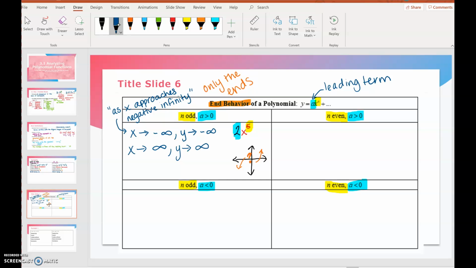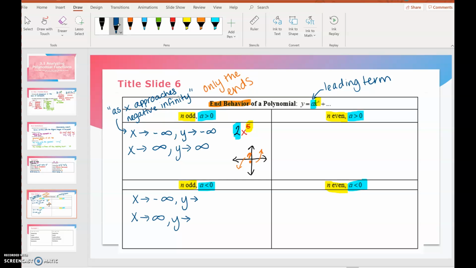So for this one, we'll do the odds first. So as x approaches negative infinity, y approaches. As x approaches positive infinity, y approaches. So you can start by writing this on all of them, and then you just kind of fill in.